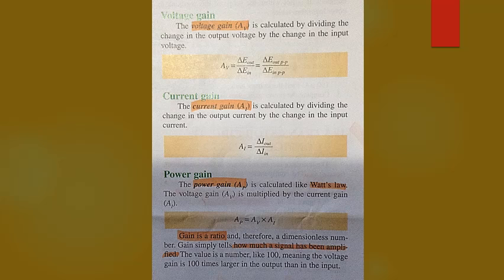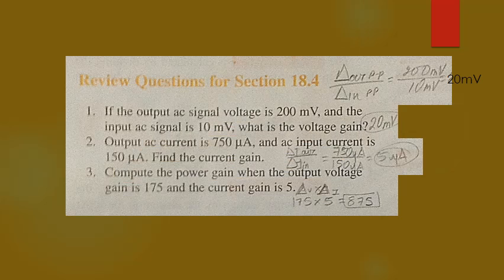To have a clear understanding of the decibel rating, we must understand logarithms of numbers. It is not within the scope of this textbook, however, to cover logarithm tables. Review questions for section 18.4. Number 1. If the output AC signal voltage is 200 millivolts and the input AC signal is 10 millivolts, what is the voltage gain?